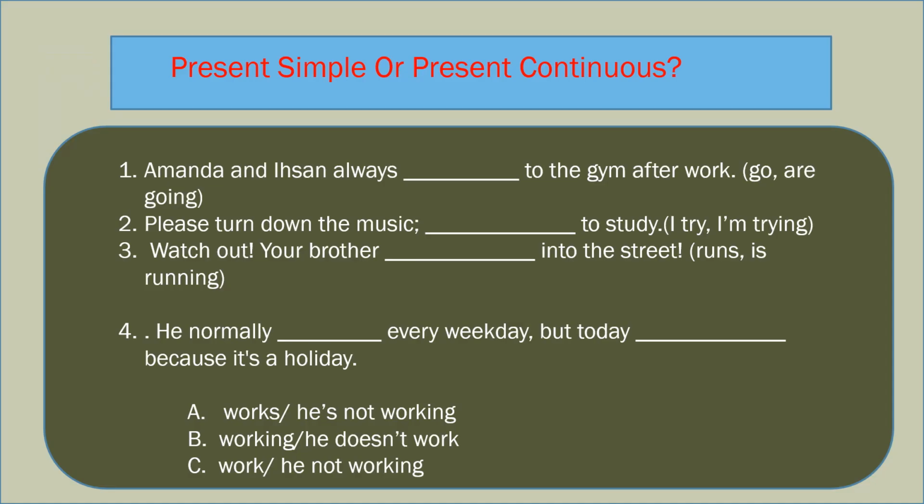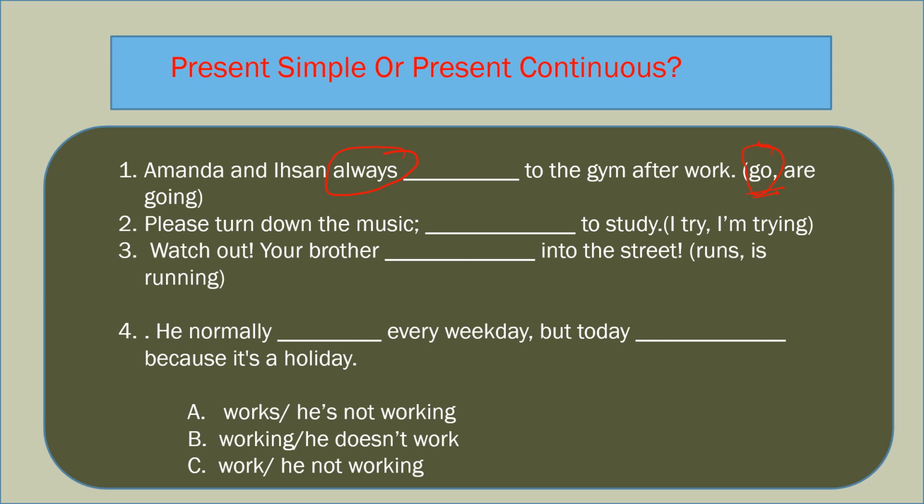Next one is for you to test your understanding of what we have gone through just now. Present simple or present continuous tense, which one are you going to use? Look at the first one. Amanda and Isan always go to the gym after work. The keyword here is always. Very good. So which one are you going to use? Go or are going? Yes, you are right. So Amanda and Isan always go to the gym after work because that is their routine. That is something that they always do.